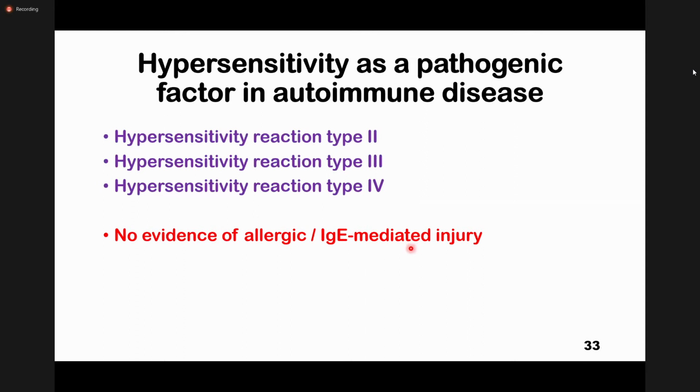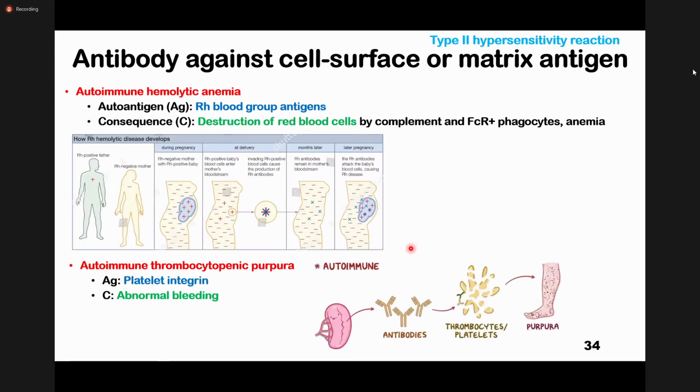So earlier I mentioned that hypersensitivity also involves autoimmune disease of type 2, sorry, types 2, 3, and 4, okay? There is no evidence of type 1, allergic or IgE-mediated injuries, okay? So we look into each example here. I just gave a few examples.